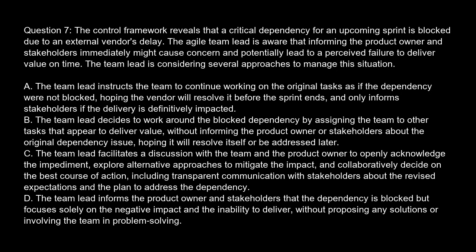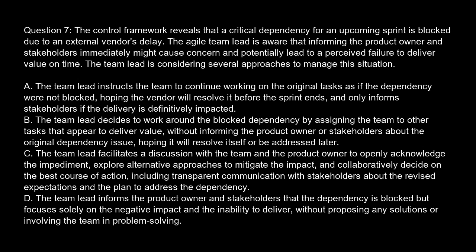Question 7. The control framework reveals that a critical dependency for an upcoming sprint is blocked due to an external vendor's delay. The Agile team lead is aware that informing the product owner and stakeholders immediately might cause concern and potentially lead to a perceived failure to deliver value on time. The team lead is considering several approaches to manage this situation.